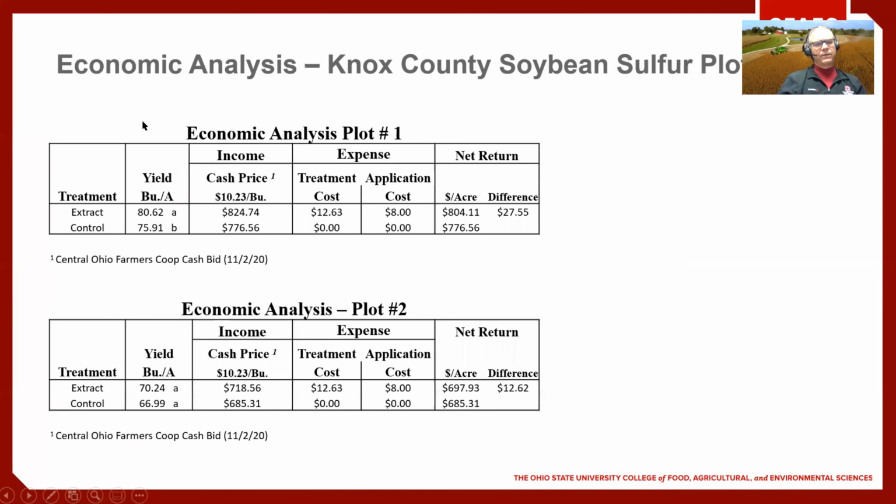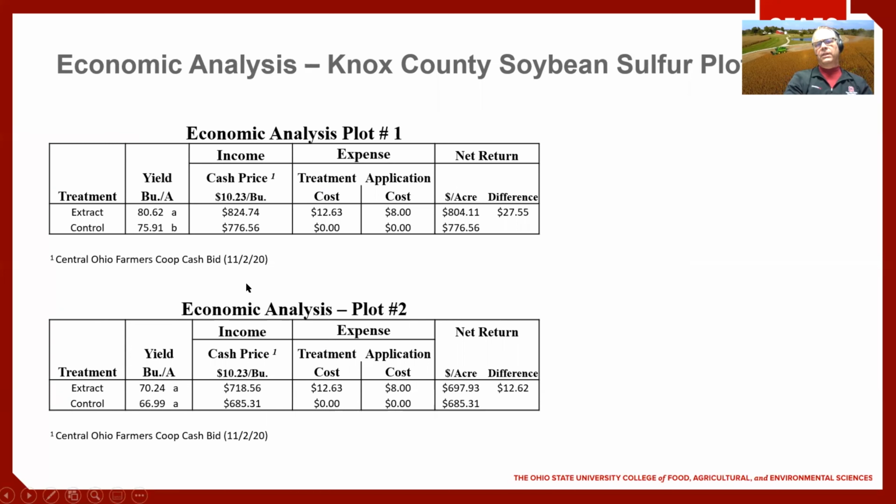If we want to talk about the specifics of these plots now, you can see the yield in the first plot, about 81 bushels per acre where we had the treatment. Our control was about 76. There was a little over a 4.7 bushel difference in yield between the treatment and the control. That was a statistically significant yield difference.